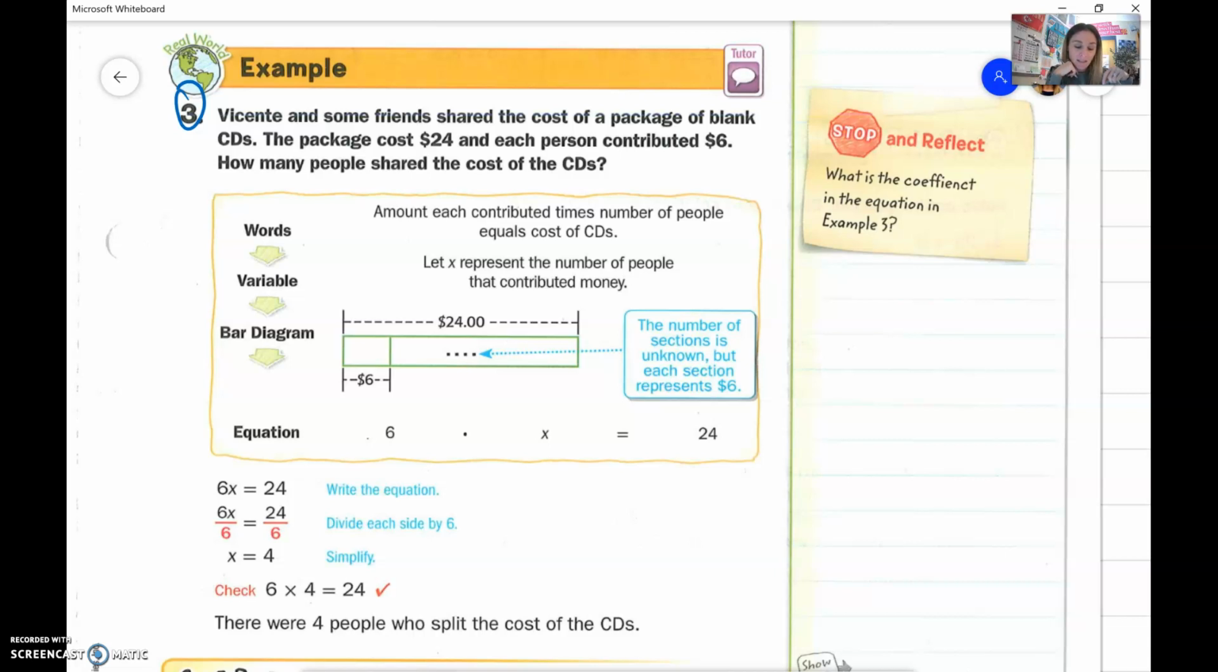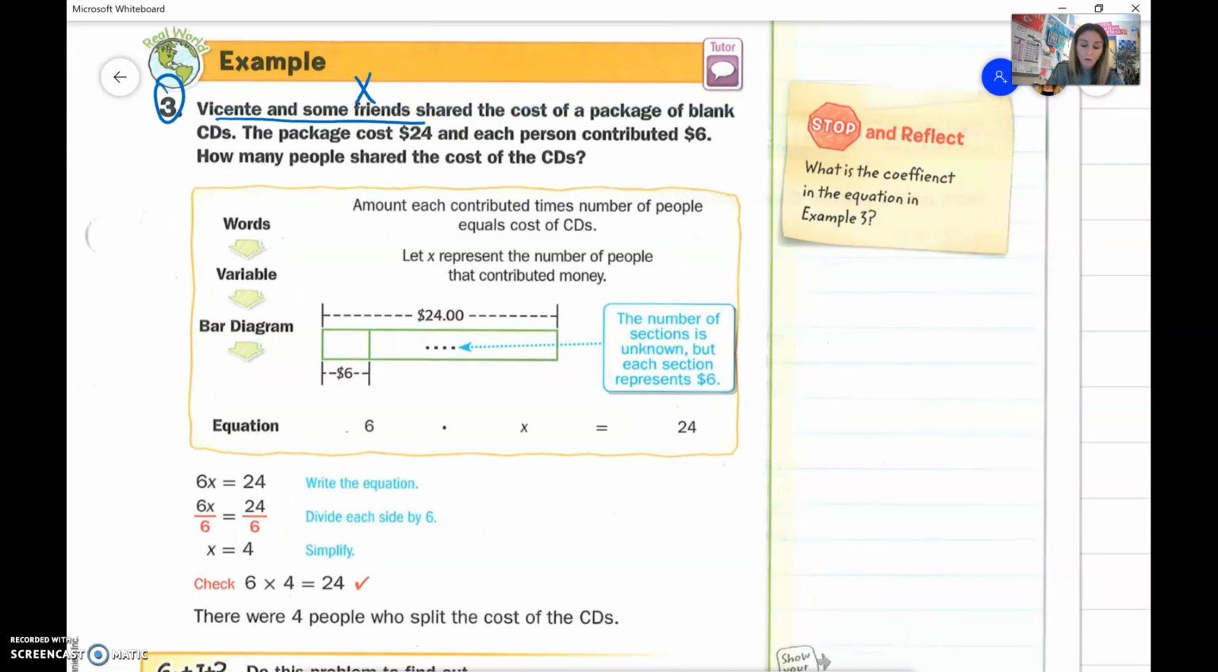All right, Vincent and some friends shared the cost of a package of blank CDs. The package cost $24 and each person contributed $6. How many people shared the cost of the CDs? So we don't know how many friends. That's the unknown. So we can use x because they usually use x for the amount of friends. We know that the total cost was $24. We know each person paid $6, which means 6 times some number equals 24.